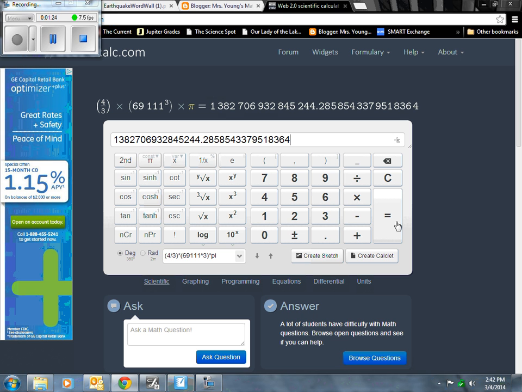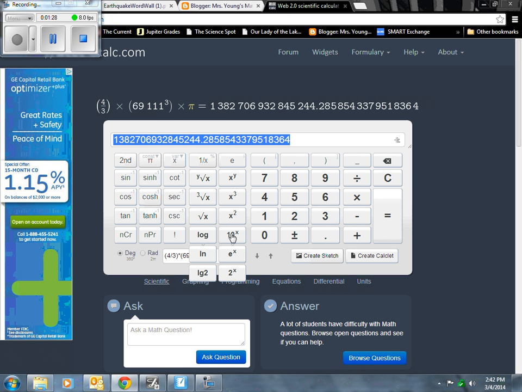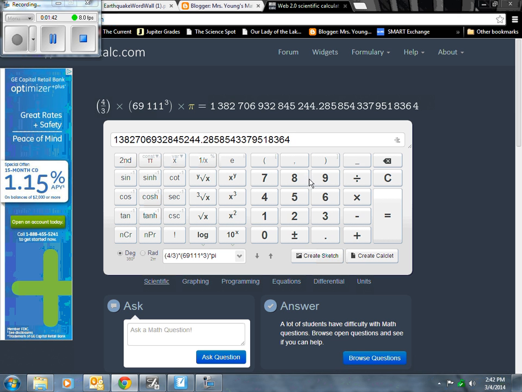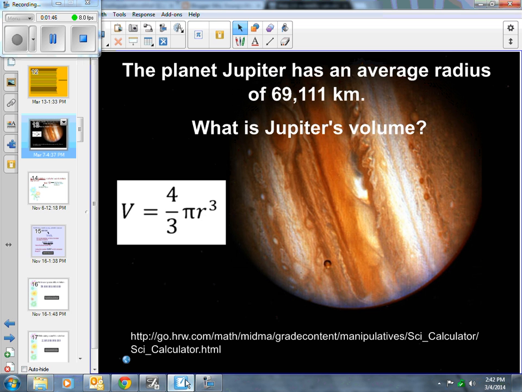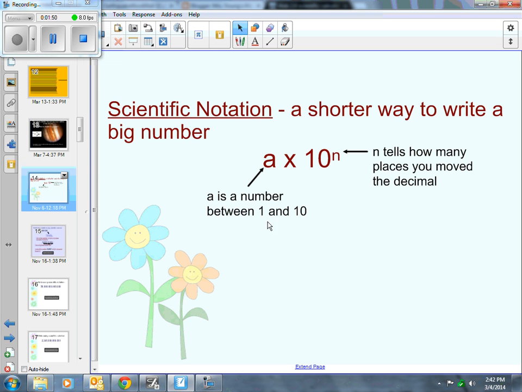Now, what's going on? We have a huge number here. That's astronomical, all right? When scientists are trying to figure out the volumes of planets or things that are really, really, really tiny, they're not going to fill up a bunch of sheets that have numbers that are this big. They're going to use something called scientific notation.